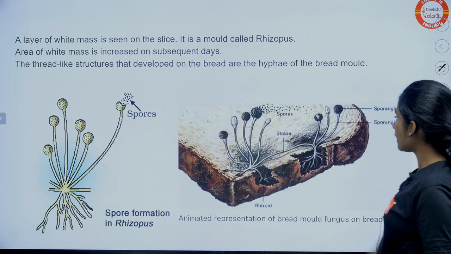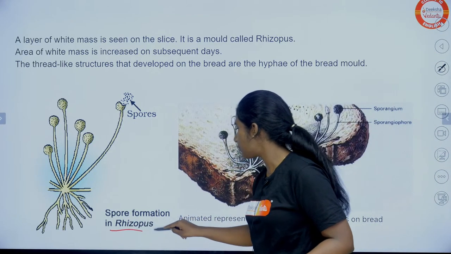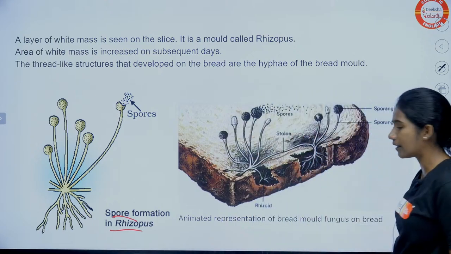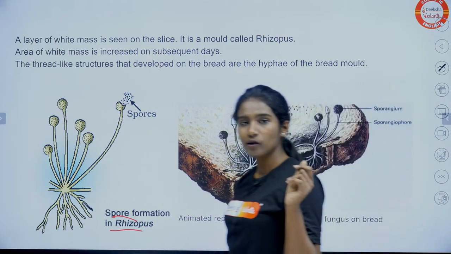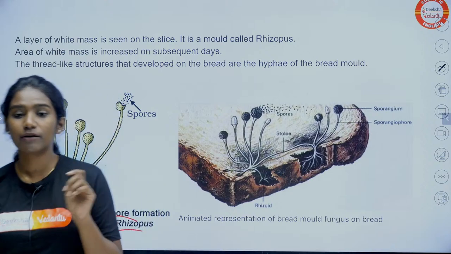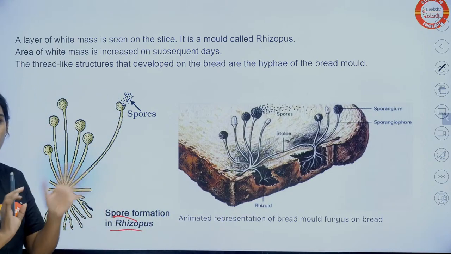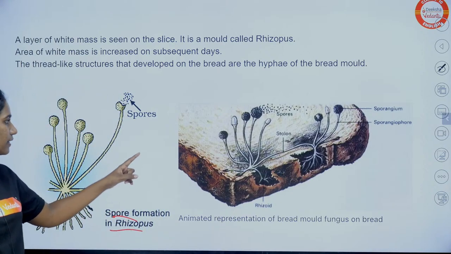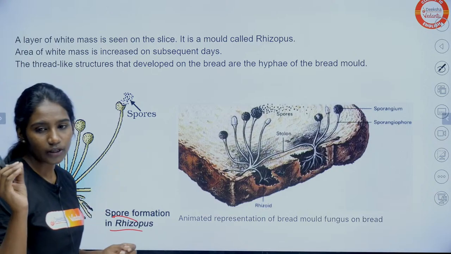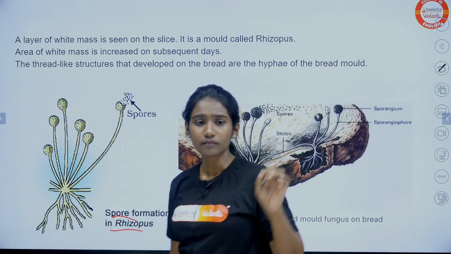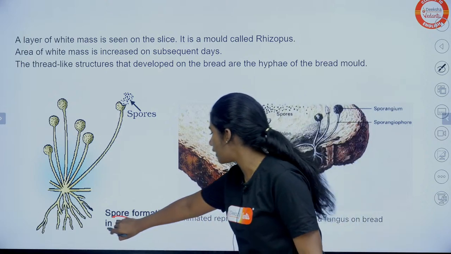Okay. You will see the rhizopus, the spore formation. It will be a bit powdery if you touch it. Don't touch it, even, but be careful. After touching, you will have to wash your hands properly. You will see that it is a bit greenish in color. That is nothing but rhizopus.